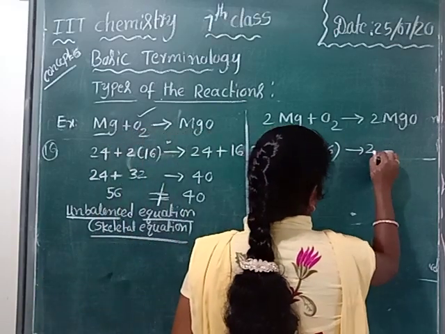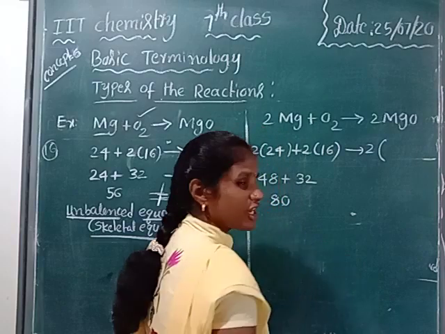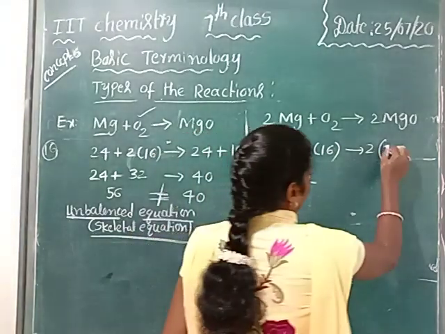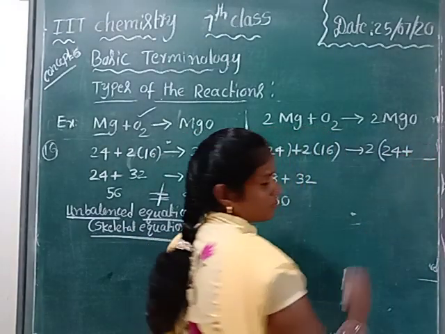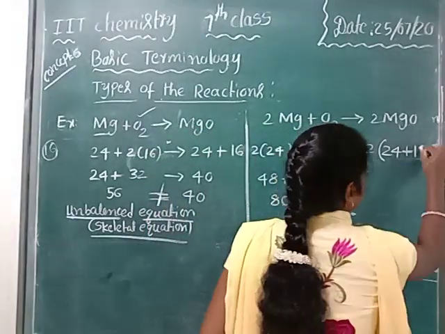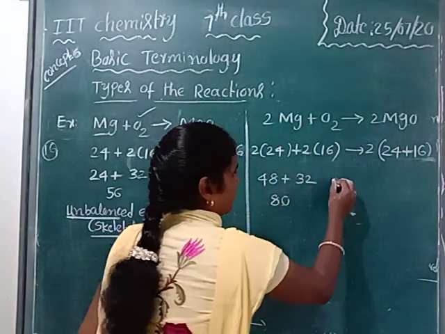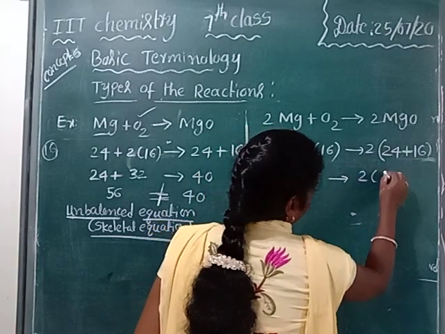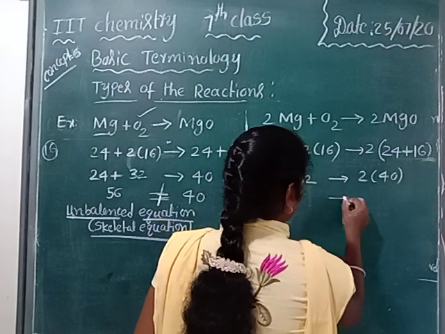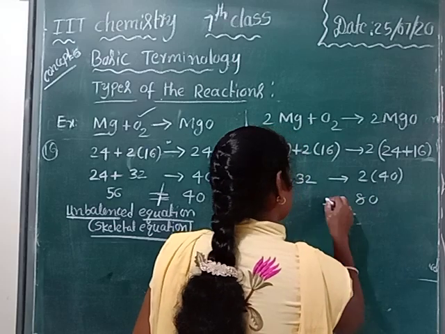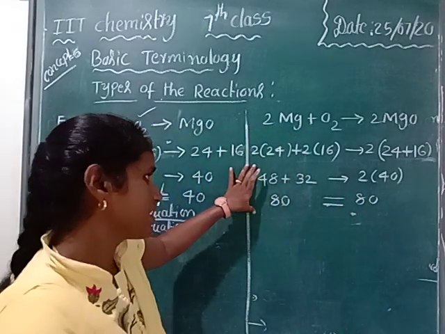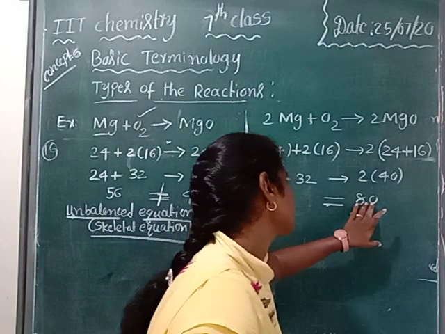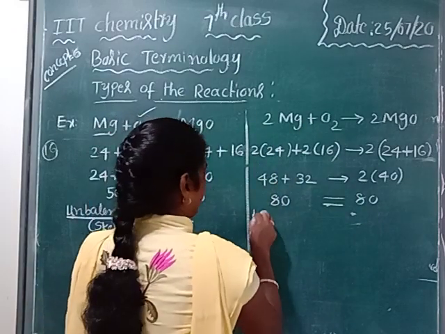Here on the product side, 2 into the atomic mass of magnesium, children. Very good, 24. Oxygen atomic mass, 16. 24 plus 16 is 40, and 2 fours are 80. So this is equal. When the total mass of the reactant side is equal to the product side, it is called a balanced equation.